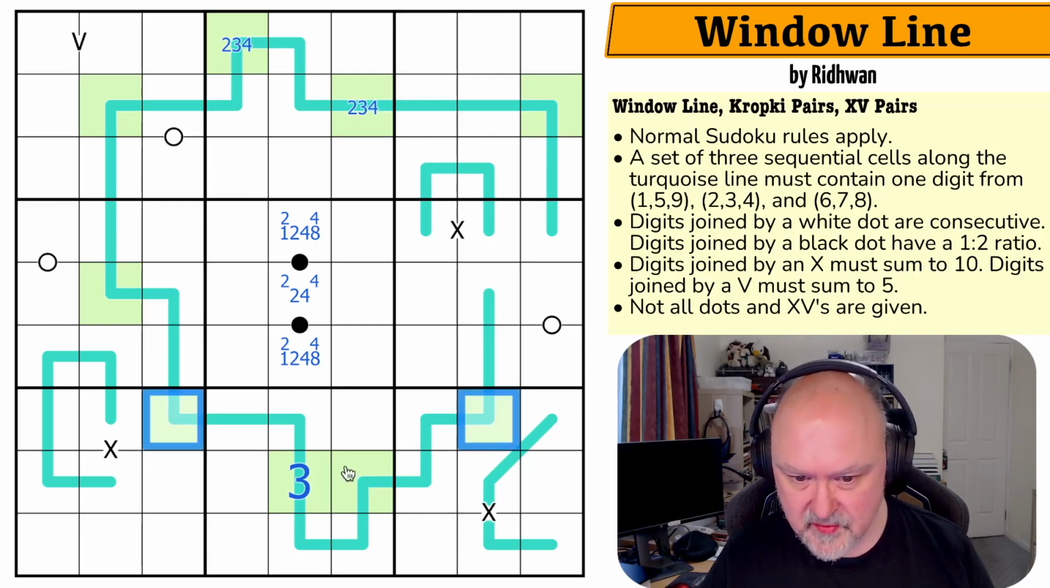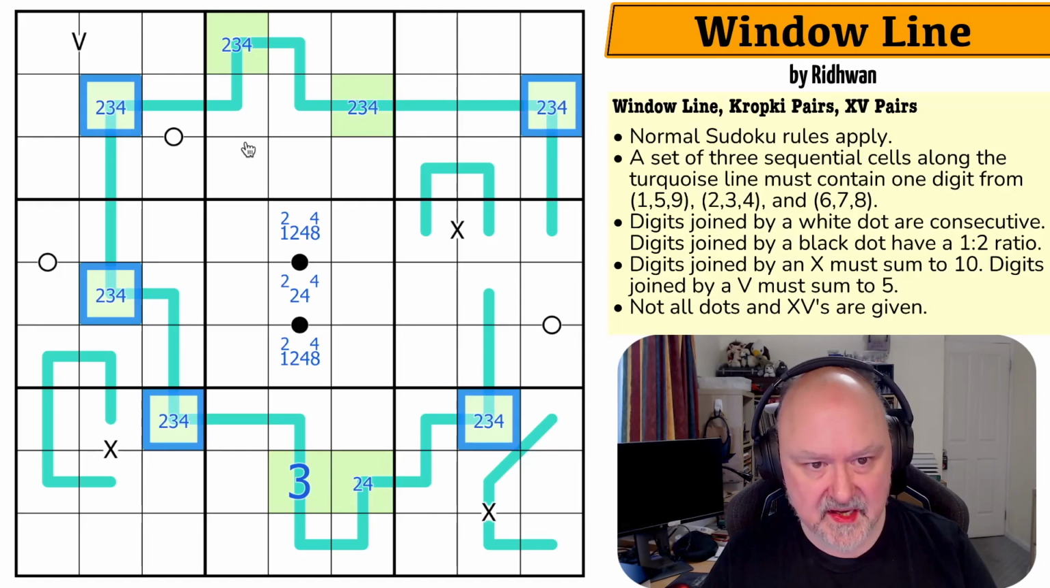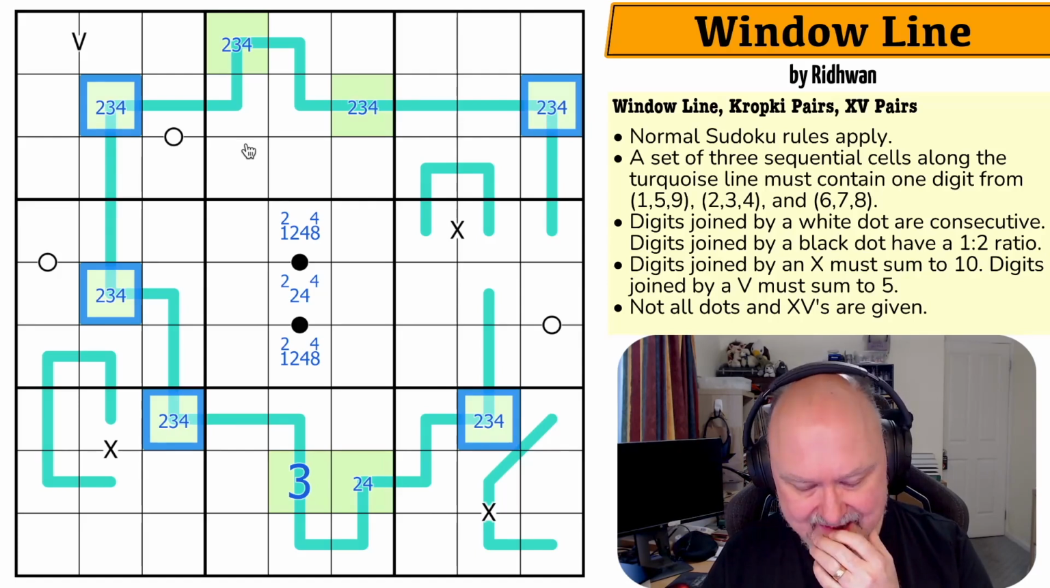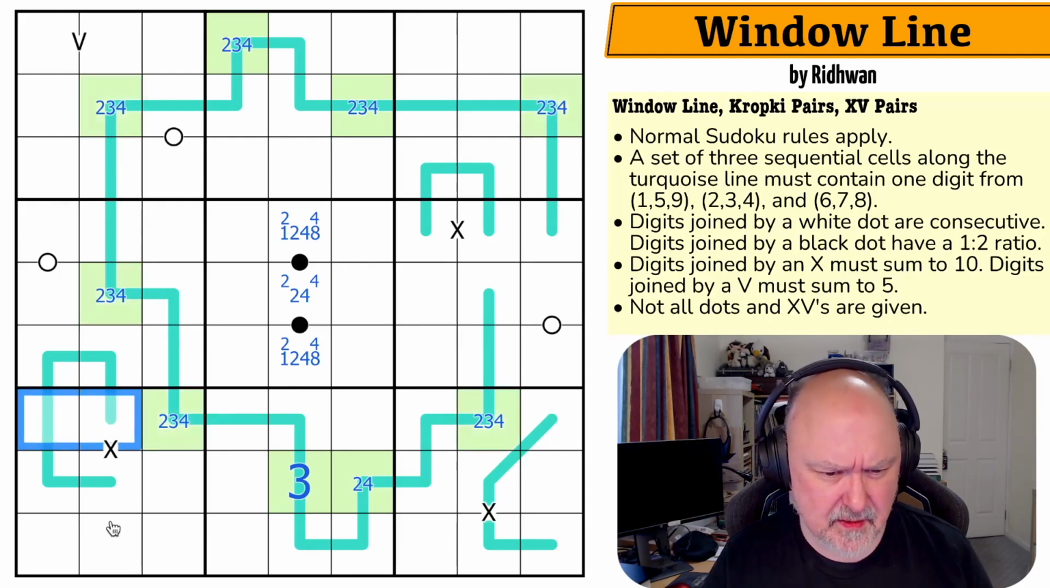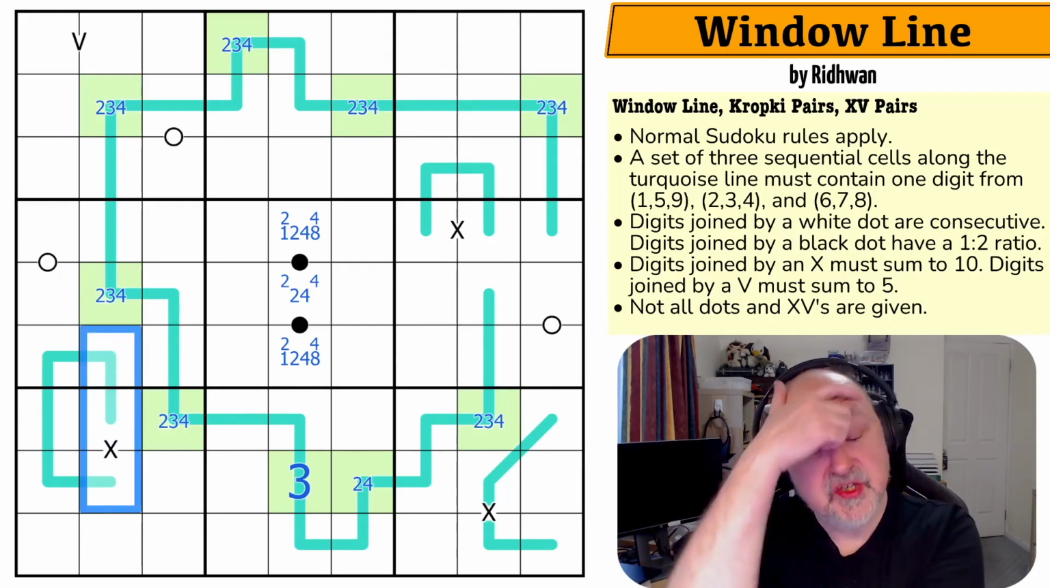So this is from 2 or 4. These and these are all from 2, 3, 4. Interesting. Now, how do I continue this? Is it here? That is one of each.